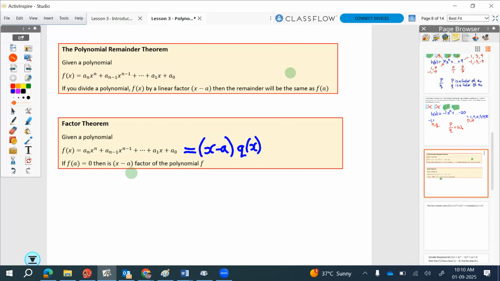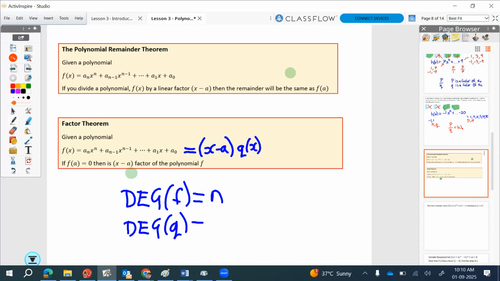Wait, what is the degree of f? It could be n. So the degree of the function f is equal to n. The degree of the function q is n minus 1. I'm going to tie all these together in a second.